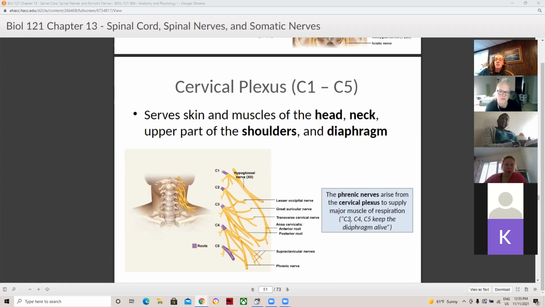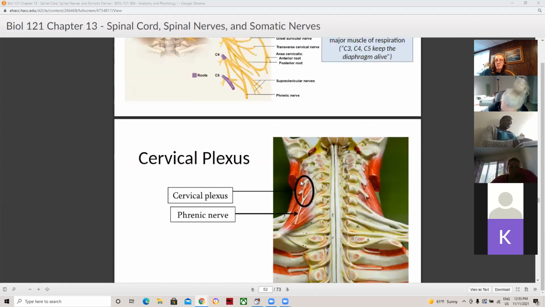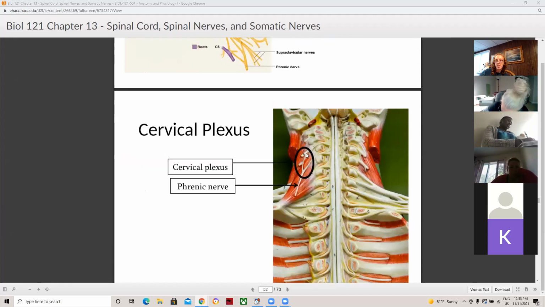And so the mnemonic for remembering this: C3, C4, C5, keep the diaphragm alive. So that's the major nerve that you want to remember coming off the cervical plexus. So the cervical plexus, and then C3, C4, and C5 merge together to form the phrenic nerve.